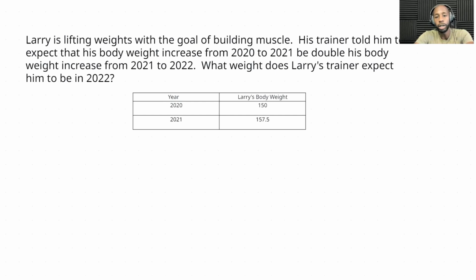All right. So we got a couple of things going on here. First of all, he has a body weight increase from the year 2020 to the year 2021. And it says that this body weight increase from 2020 to 2021 is double the body weight increase from 2021 to 2022. And it says, what weight does Larry's trainer expect him to be in 2022? So this is what we want to know here.